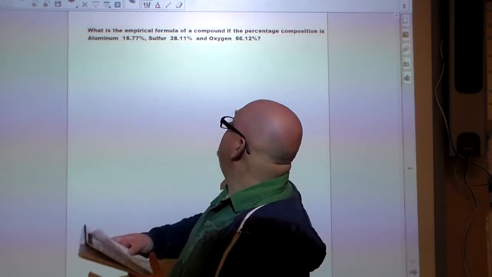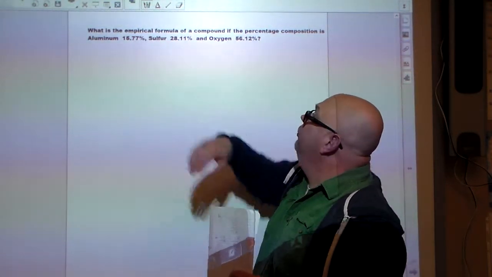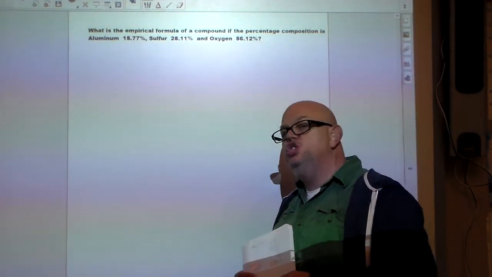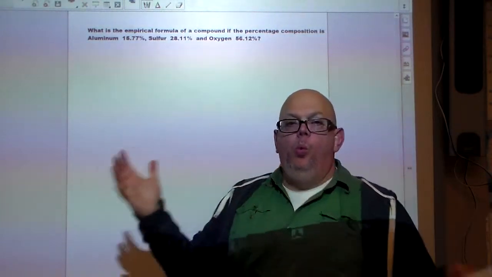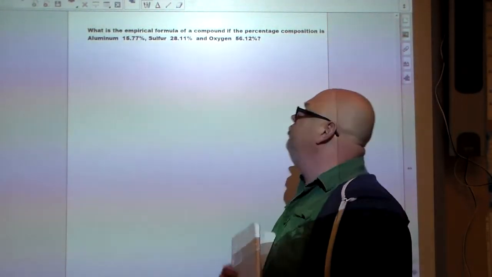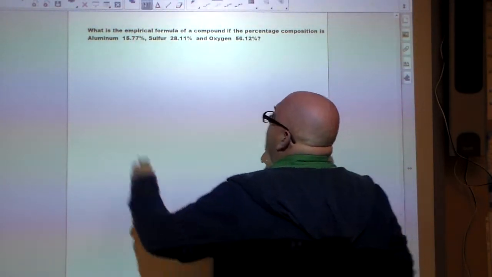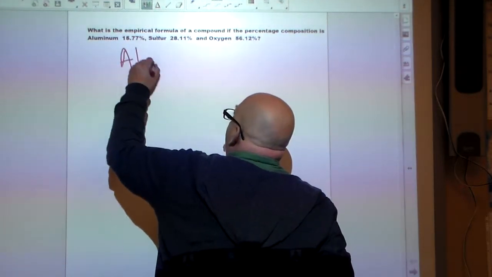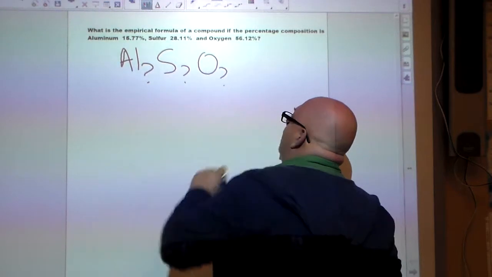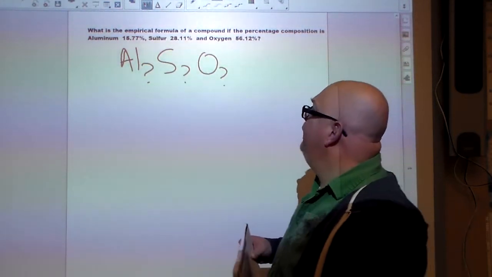Okay, so in this case here, we have aluminum at 15.77%, sulfur at 28.11%, and oxygen at 56.12%. Where do we go? How do we even start this? Well, the first thing you want to do is make this easy on yourself. You know that it is going to be Al ?, S ?, O ?. We don't know what the numbers are. So this is how we're going to have to find that out.